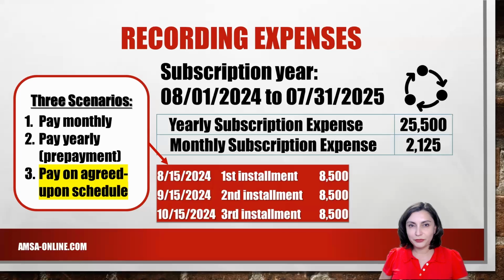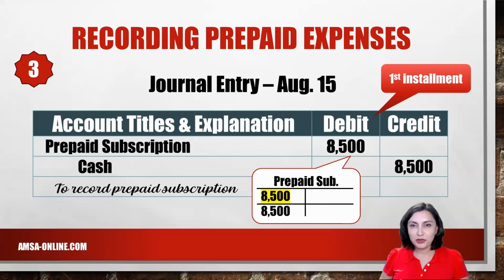Let's look at the third scenario. The yearly subscription of $25,500 is paid in 3 equal installments on the 15th of the first 3 months of the subscription year. Each payment is $8,500. Note that the monthly expense is still the same, regardless of how the subscription is paid for. The first payment is recorded on August 15th. The prepaid subscription account is increased or debited by $8,500, and cash is decreased or credited by the same amount. The balance in the prepaid subscription account is now $8,500. All 3 payments will be recorded the same on the 15th of the month.